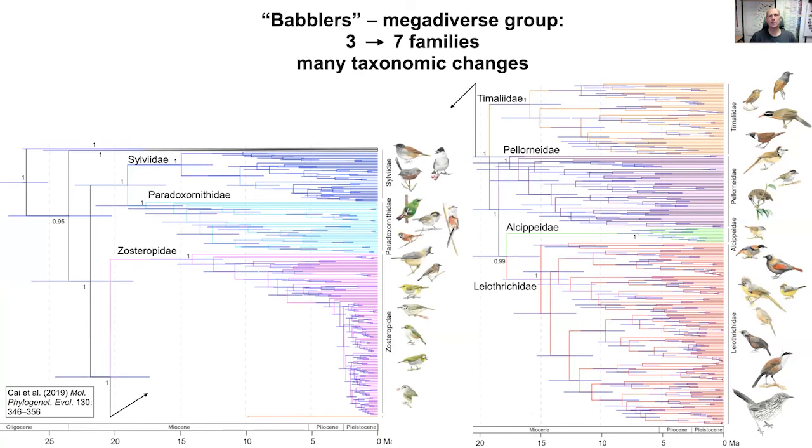The babblers were previously treated as 2 different families: the classic babblers, and then the white-eyes, and then the Sylvioidea part that was left after lots of them had been removed from Sylvioidea. But now 7 different families are recognized here, and it's a large group of birds with lots of taxonomic changes that have taken place as a result of these molecular analyses.